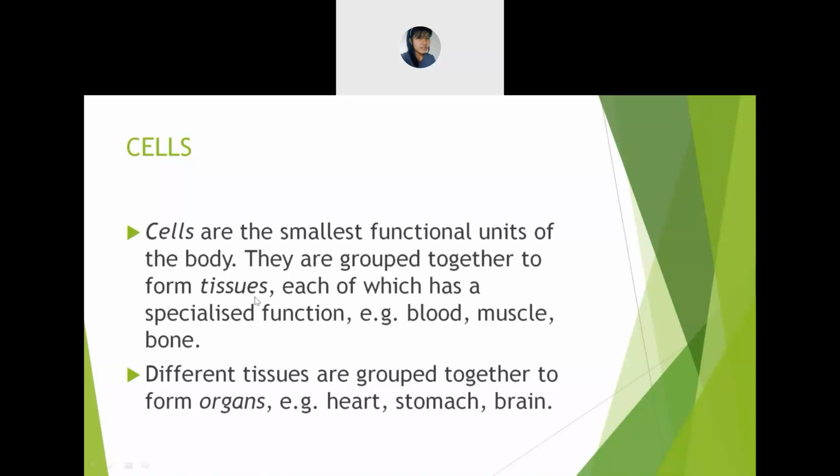Yes, ma'am. So when cells are grouped together, they are known as tissues, and these tissues have some functions. Where will you find them? You will find them in blood, bone and muscle. Is it clear? The first point, everyone?